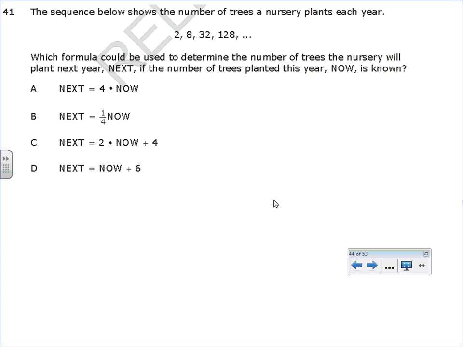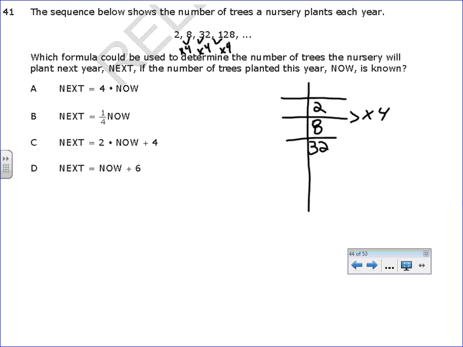Okay, so one of the things that I realized is what's happening each time. Well, first off, you're timesing by 4. Every time I'm multiplying by 4. If I had a table, you have 2, 8, 32. What are you doing to get to the next number on the table? You're multiplying by 4. So I know my answer choice needs to include multiplying by 4, and really the only one that does that is A.